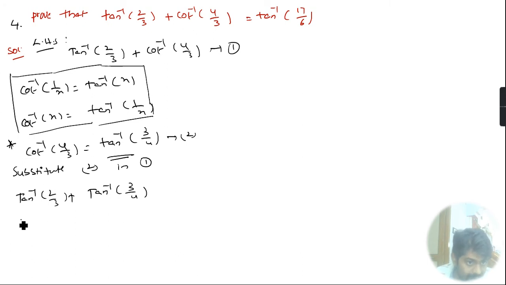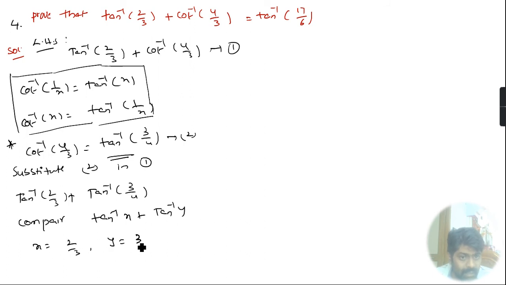And we compare tan inverse of x plus tan inverse of y. What is the x value? x equal to 2 by 3 and y equal to 3 by 4.